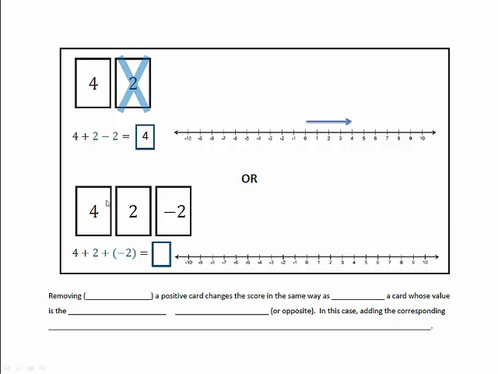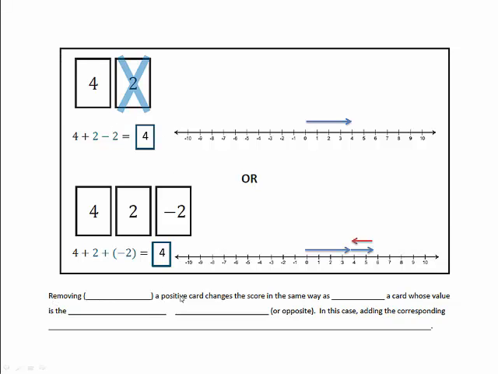Another way to look at this is if I put a negative 2 in my hand and took a look at my score. Here I have the 4 and the positive 2 and then the negative 2, and I'm back at 4 again. When we look at this, I started out with a total of 6 with the 4 and the 2.